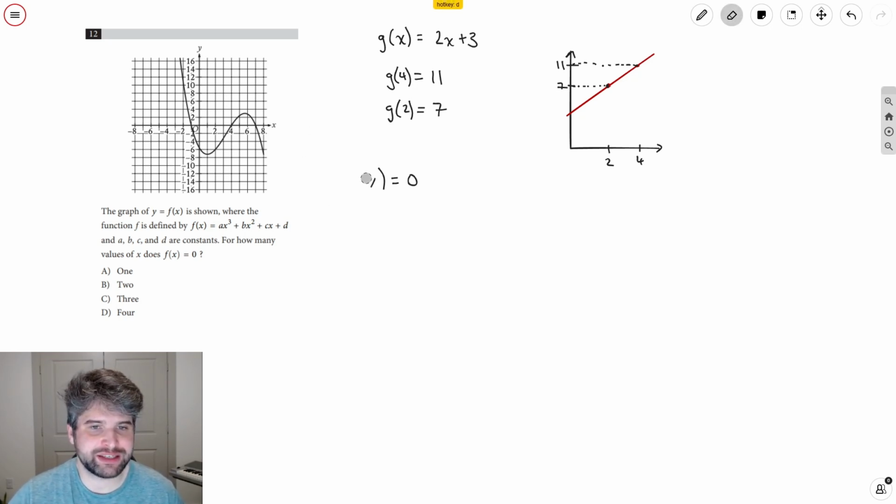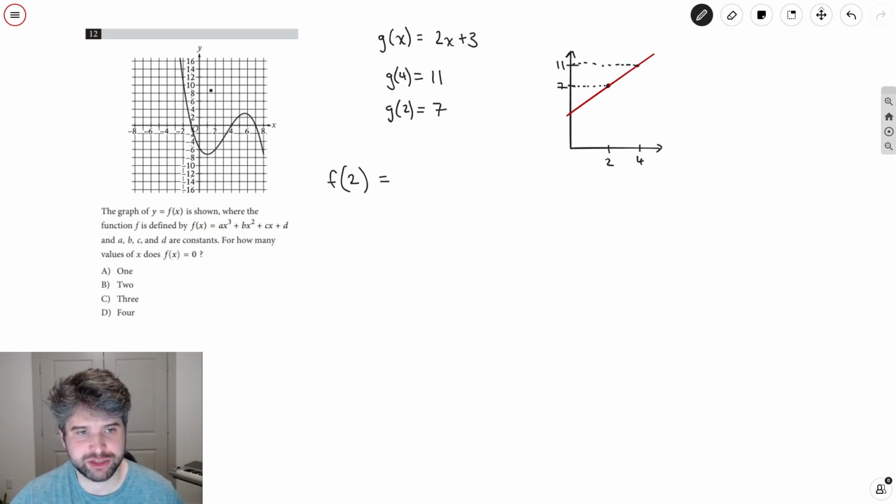So for example, let's evaluate f of 2. What is f of 2? Pause the video and see if you can figure out what f of 2 is. On this graph, if we go over to 2 on the x-axis, we go down to where our curve is. And that's this point right here. The y-coordinate of this point is -6. So f of 2, the output is -6.